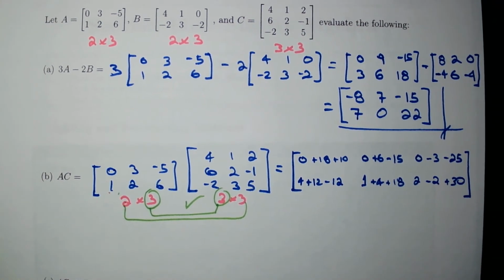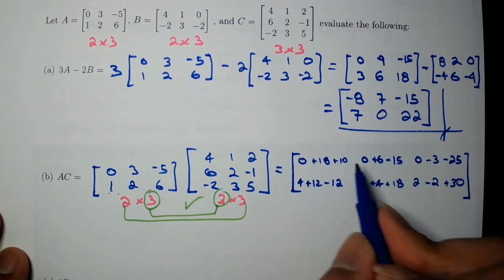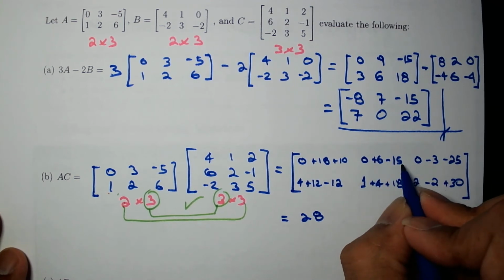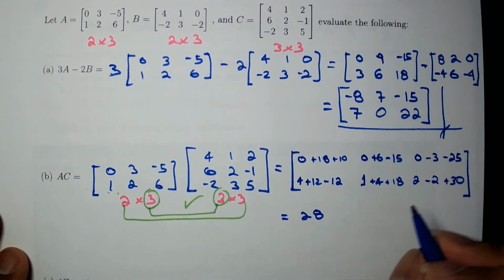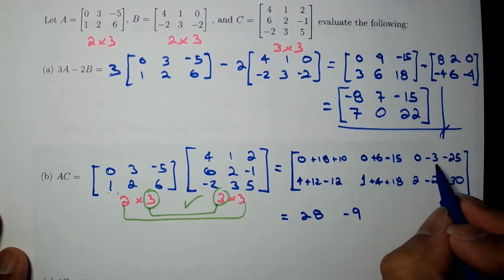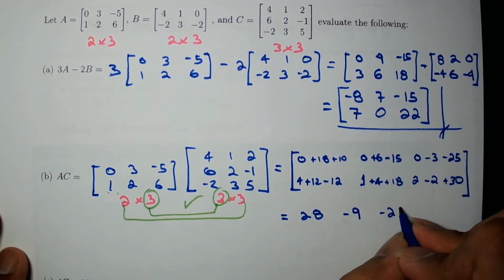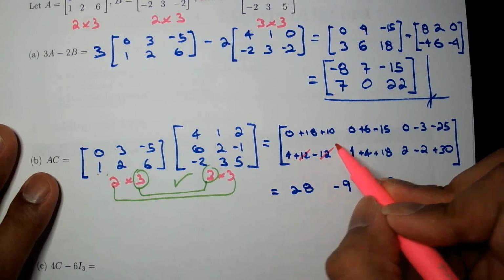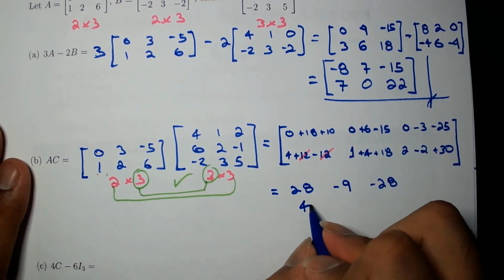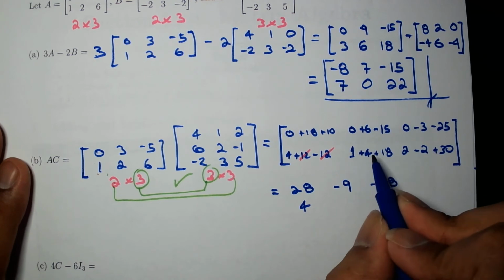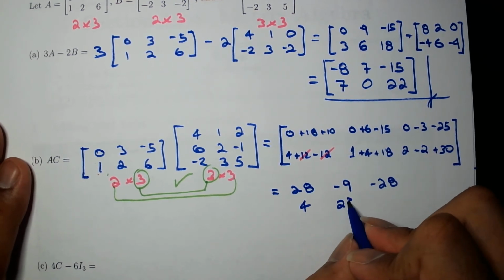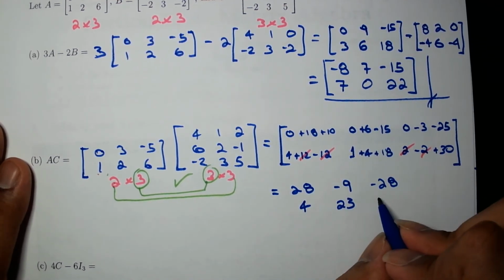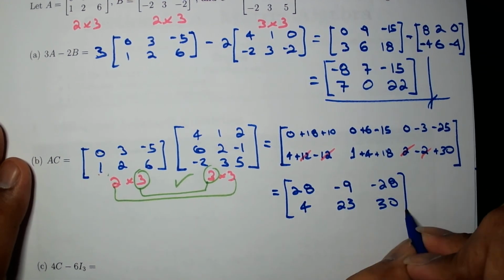So now let's simplify each element. 0 plus 18 plus 10, that's 28. 0 plus 6 minus 15, okay, so that's going to be negative 9. And negative 3 minus 25, that's a negative 28. And then, in this case, which is nice, 12 minus 12 go away. We're left with 4. 1 plus 4 is 5. 18 plus 5, that's a 23. And again, 2 minus 2, they go away, leaving us with a 30. Final answer.